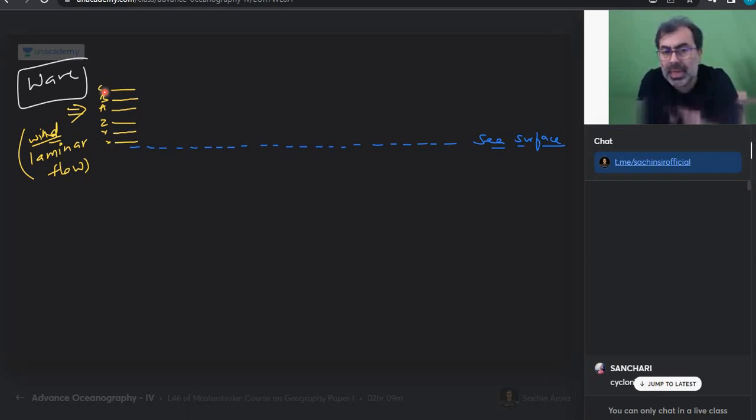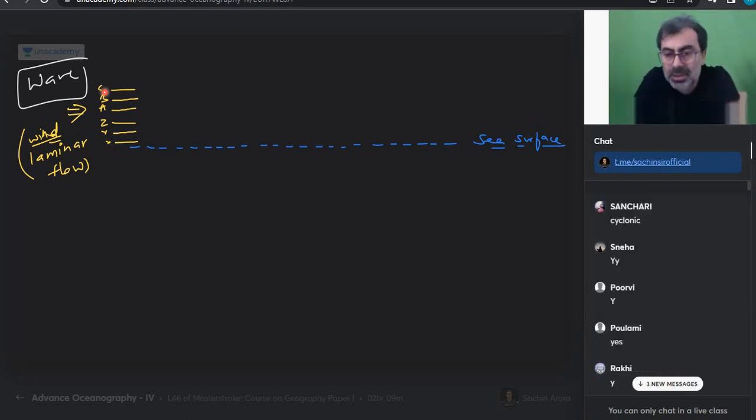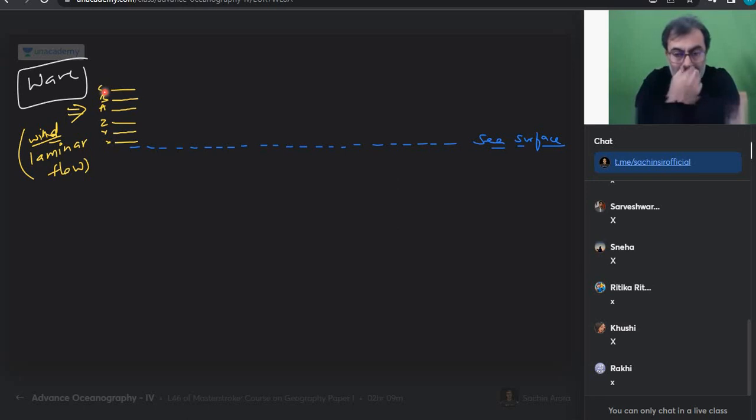Now tell me, as the wind blows, X, Y, Z, A, B, C, will they experience friction? Any moving object will experience friction, yes or no? So where will be greater friction? X, Y, Z, A, B, C. Which layer will experience maximum friction? So X will experience maximum friction. Is everyone with me? I'm also with you. X is going to experience maximum friction.